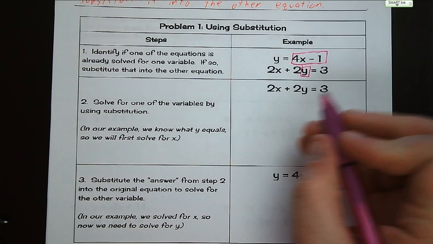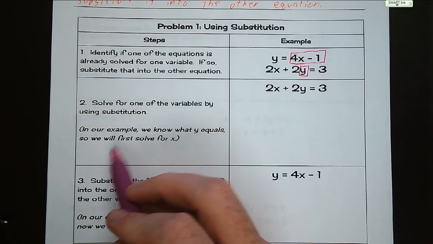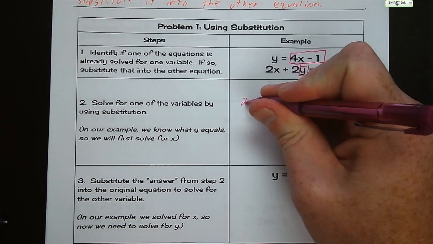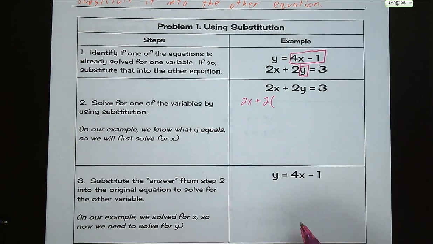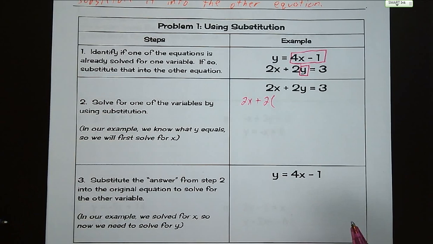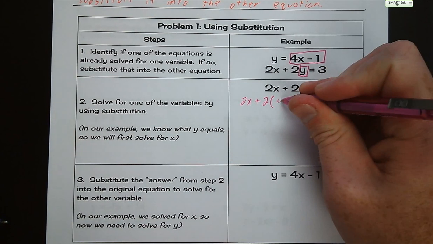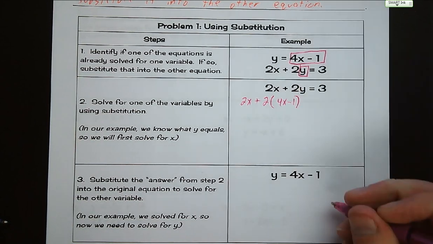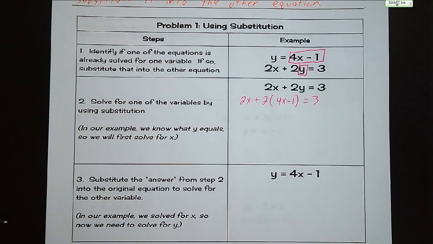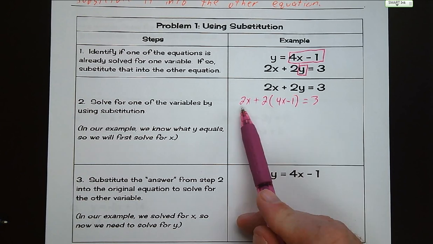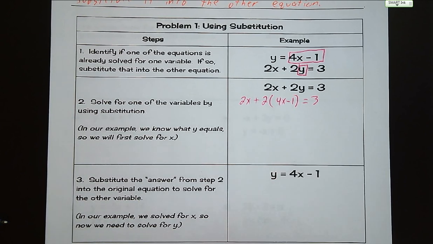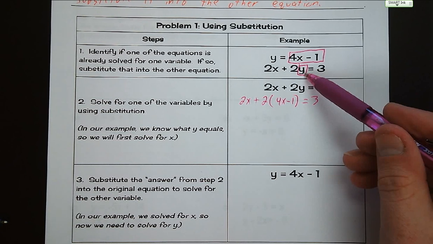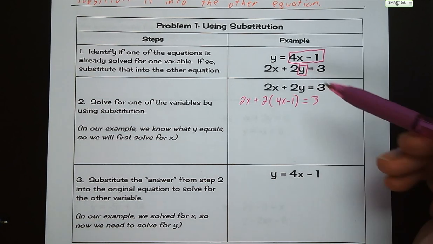So when we rewrite our equation, we're going to input what y is equal to. So we have 2x plus 2 times the quantity, the letter y comes out and we get 4x minus 1 in its place, is equal to 3. When you do substitution, after you've substituted, there should be only one variable in your equation. In this case, we only have x's left. The y's are gone. So you can think of this like money. We took out a $1 bill and we put in 4 quarters in its place.